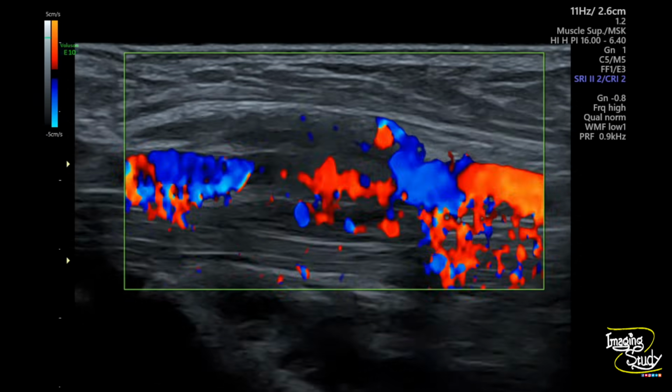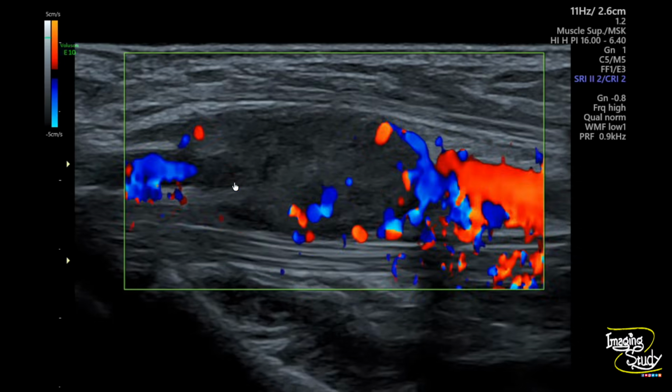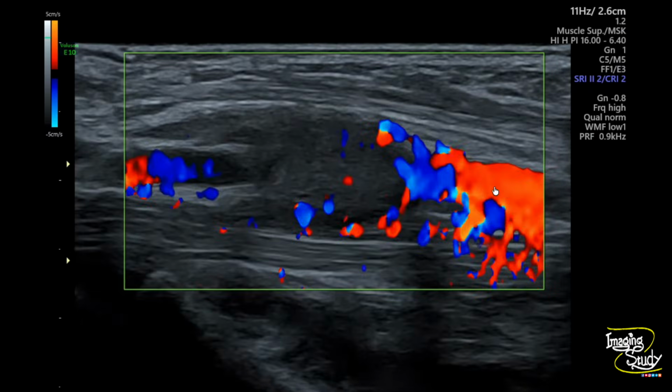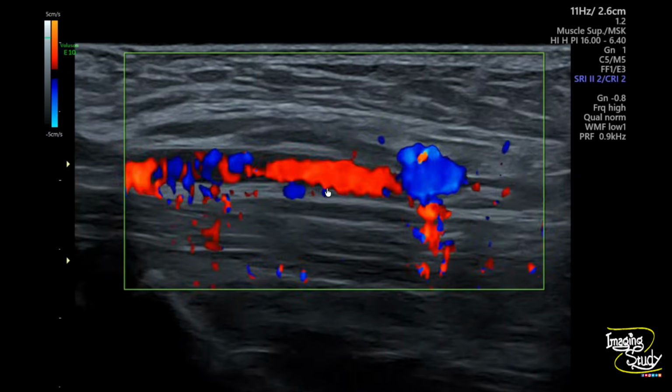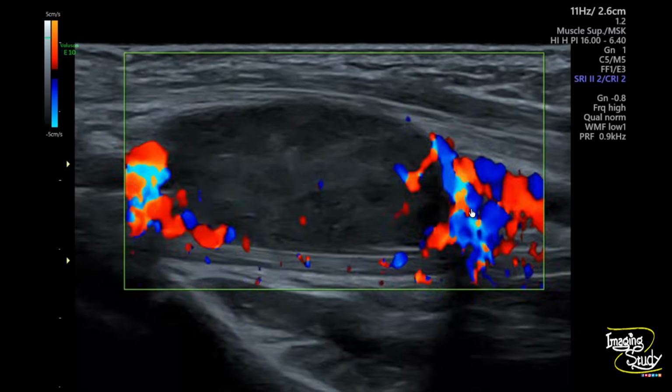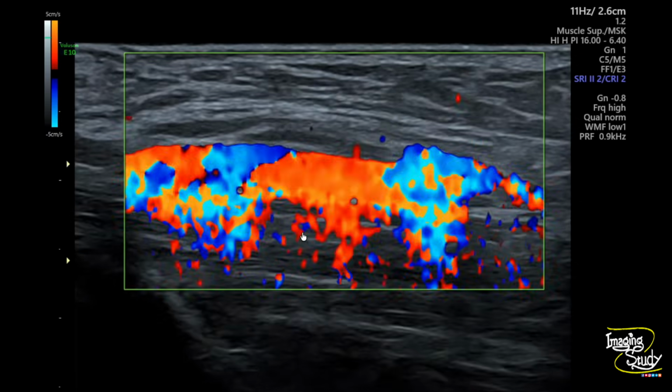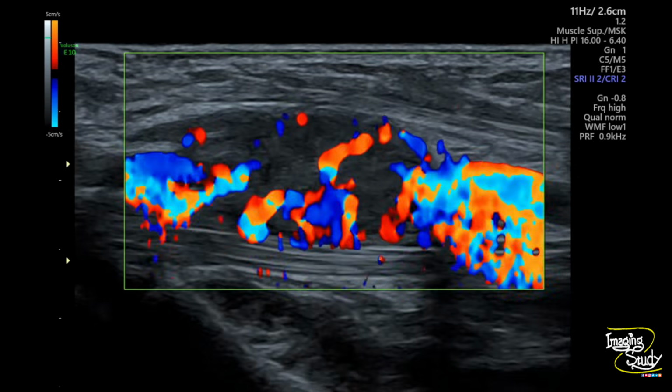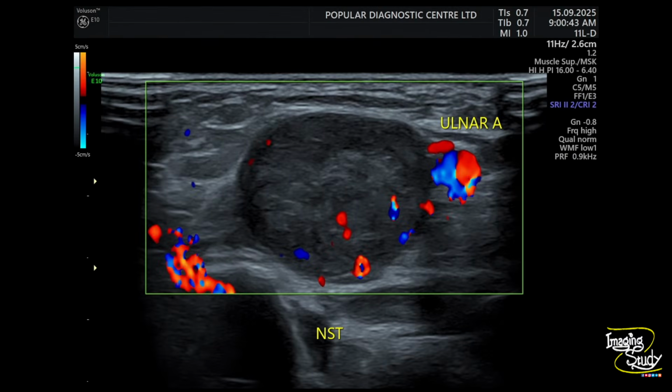Here's again the color Doppler picture, and you can see this one is the ulnar artery and the lesion is getting supply from the ulnar arterial branches. Here's the cross section, and you can see this ulnar artery lies adjacent to the lesion. There is no apparent vascular invasion.